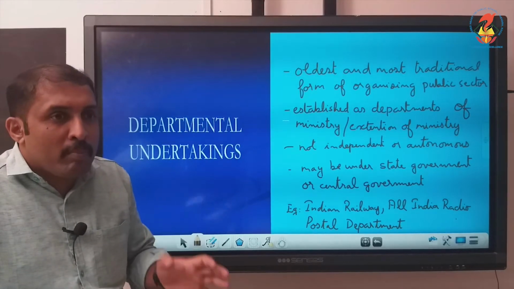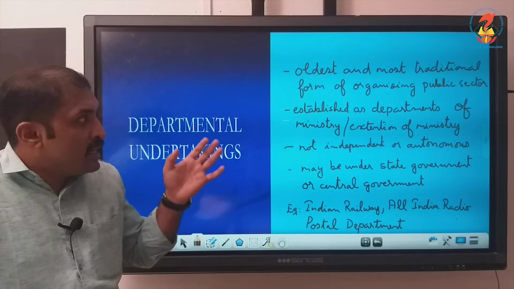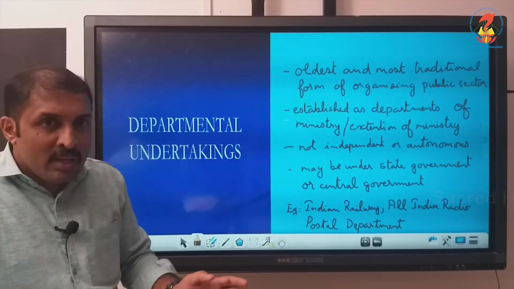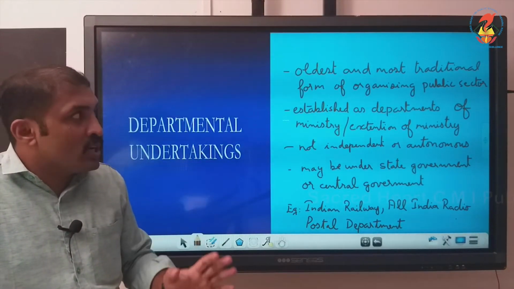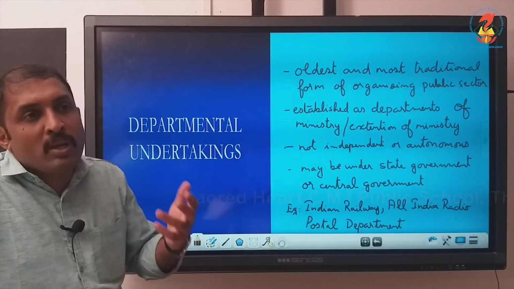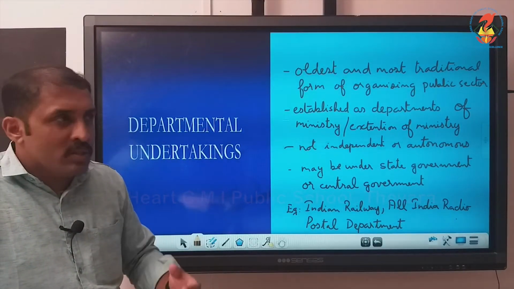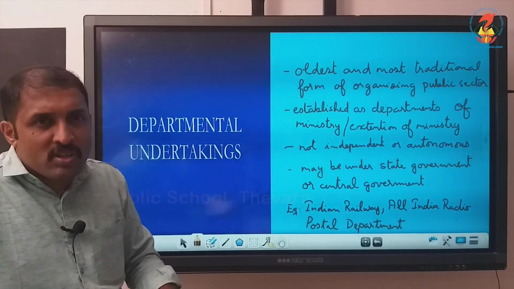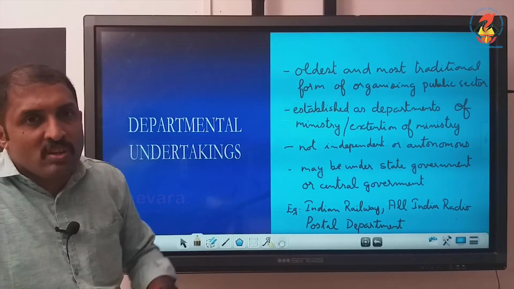Departmental undertaking is that part of public sector where business organization is formed as a department of ministry or an extension of a ministry, and it is considered as one of the oldest and most traditional forms of organizing public sector, the oldest form of bringing public sector into business. It is established as a department of ministry. It will be a part of ministry, or a section connected with ministry. It is an extension of ministry.